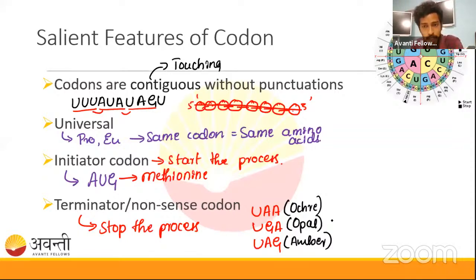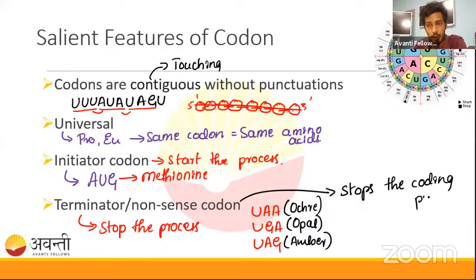Okay. So these are the three terminator codons: UAA, UGA, and UAG. These codons will stop the translation process. Why is it called a terminator or nonsense codon? Because it stops the protein coding process.